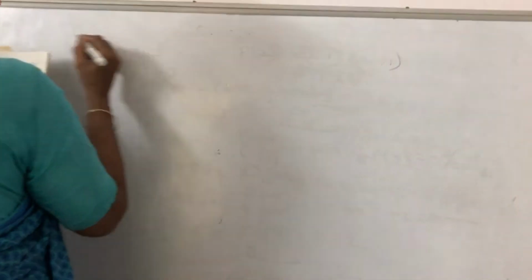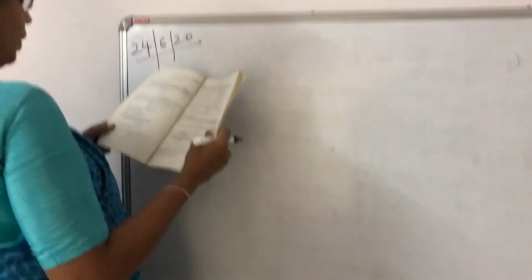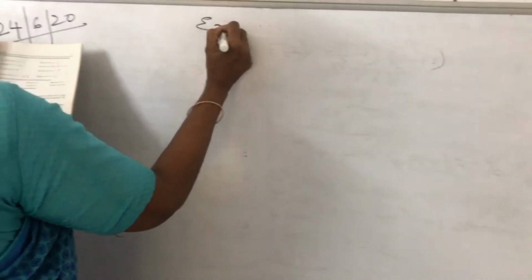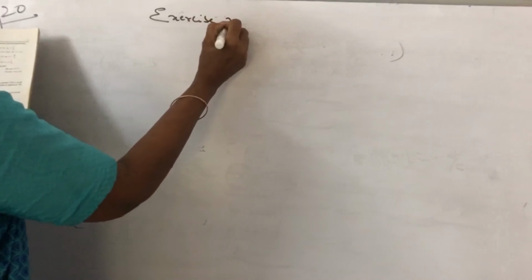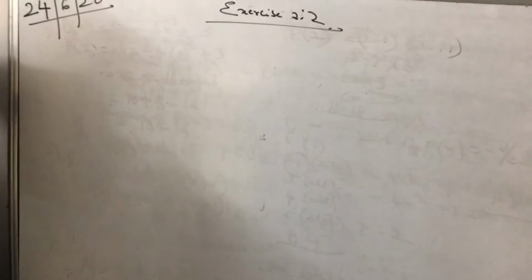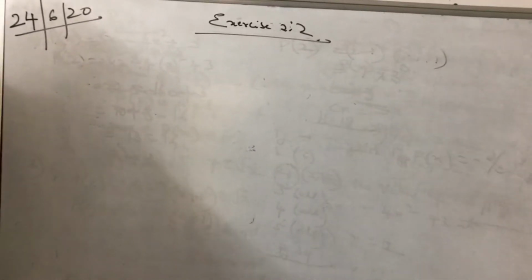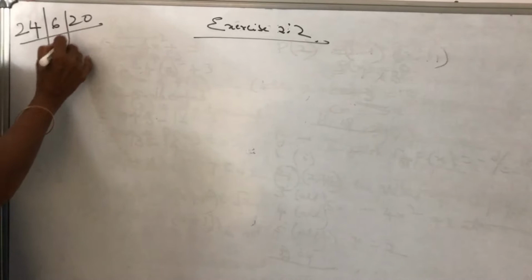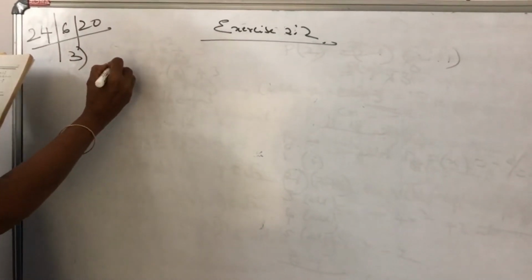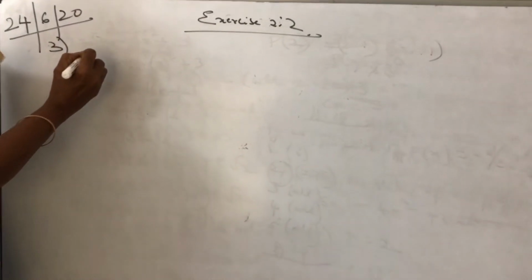Coming to exercise 2.2, page number 35. We have done the first and the second Roman numbers, children. Coming to the third one: verify whether the following are the zeros of the polynomial indicated against them.